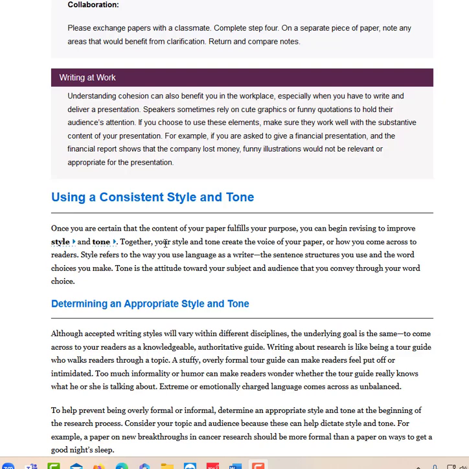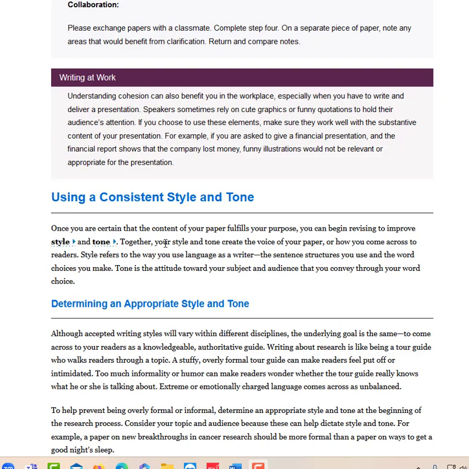Using a consistent style and tone. Once you are certain that the content of your paper fulfills your purpose, you can begin by revising to improve style and tone. Together, your style and tone create the voice of your paper, or how you come across to readers. Style refers to the way you use language as a writer, the sentence structures you use, and the word choices you make. Tone is the attitude toward your subject and audience that you convey through your word choice.